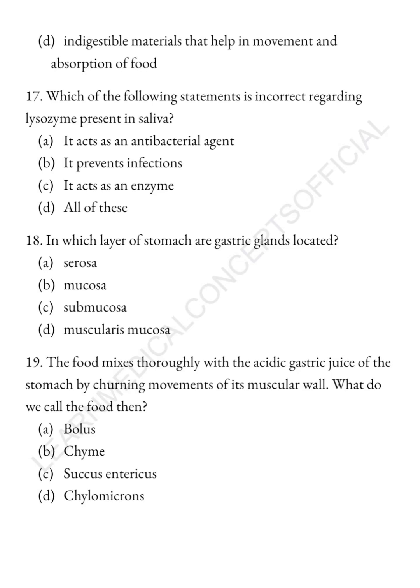17th question, which of the following statements is incorrect regarding lysozyme present in the saliva? Option A, it acts as an antibacterial agent. Option B, it prevents infections. Option C, it acts as an enzyme. Option D, all of the above. And your time starts now.